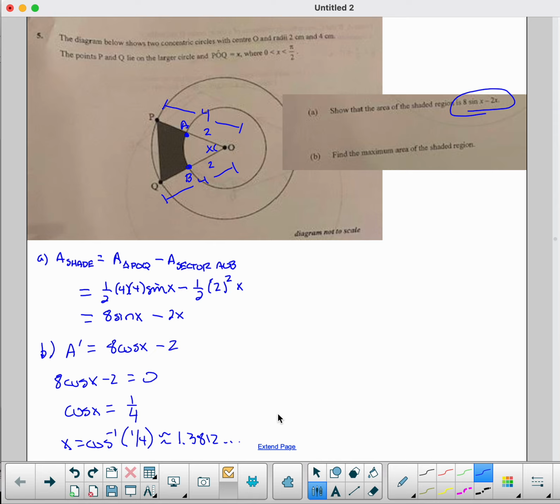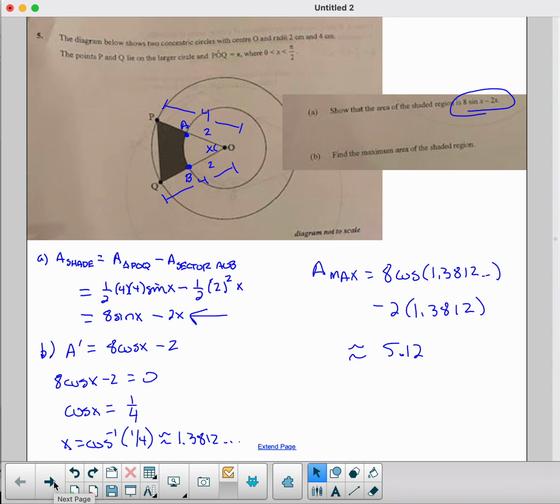So that would be 8 cosine, and you want to use a bunch of digits just to be accurate, 1.3812 minus 2 times 1.3812. And we cranked that into our calculator, and I believe we get 5.12.